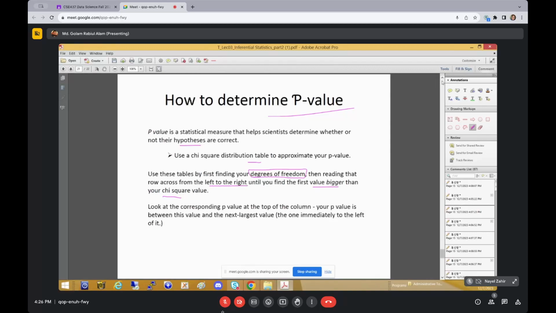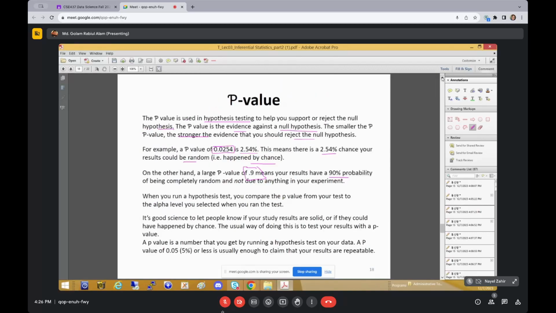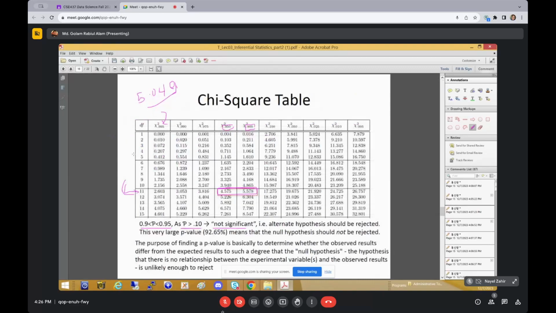We have already used that one. Here the degree of freedom is 11, and then we have to search for our value in this row, and we can see that this is actually 0.049. So the p-value will be within this range. We can also find out the exact p-value.